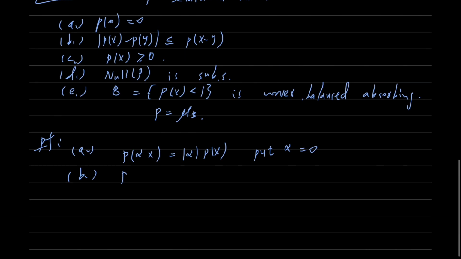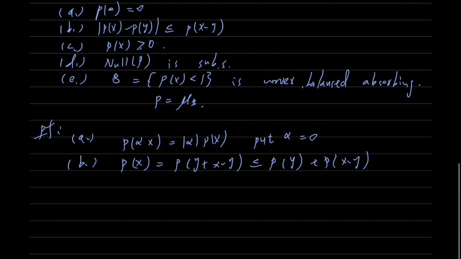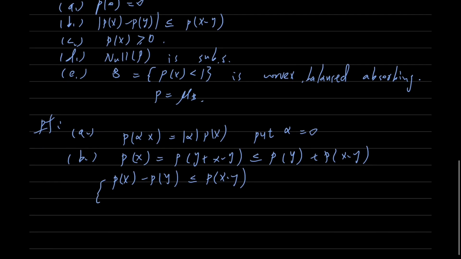For the second one, we look at P of X and apply the subadditivity to it. We have P of X plus P of X minus Y. So just move P of Y to the left hand side. We have P of X minus P of Y is smaller than or equal to P of X minus Y. Then exchanging X and Y, we have that P of Y minus P of X is smaller than or equal to P of Y minus X.